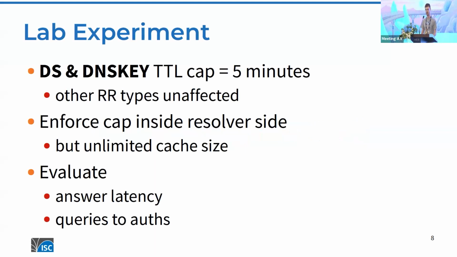So the lab experiment is focusing on DS and DNSKEY record types. We've implemented a little TTL limit in the resolver. Inside the resolver, we limit the TTL for these 2 record types to 5 minutes. If it's longer, we cap it at 5 minutes. If it's shorter, we keep the original value. And then we look at the latency on the answers visible to the end clients and the queries to the authoritative servers, and count what happens on the authoritative side.